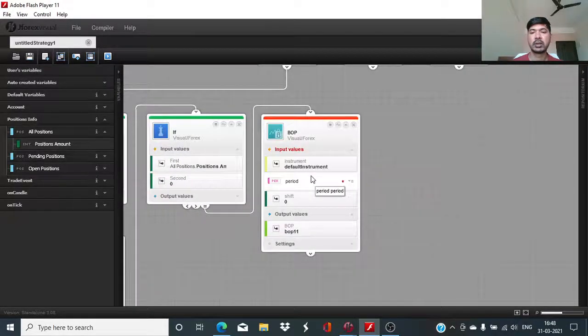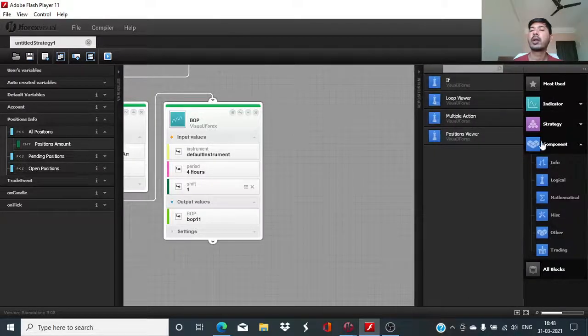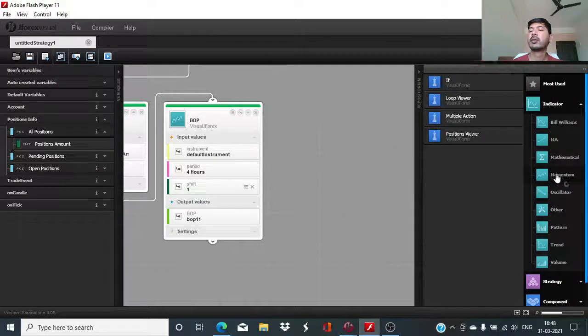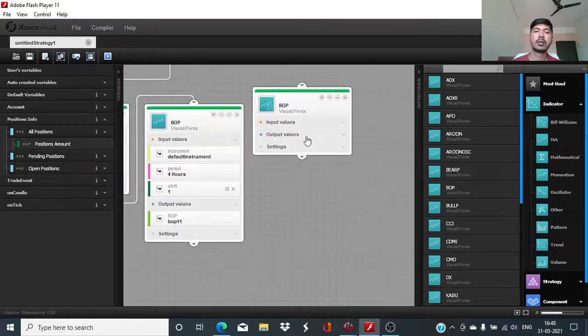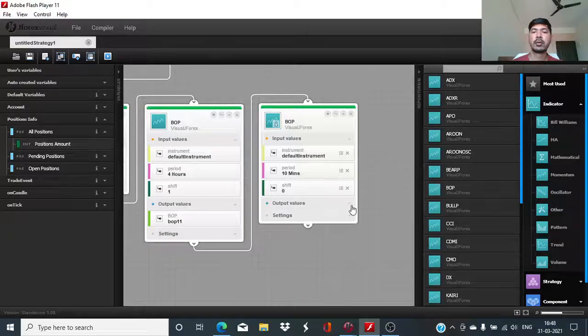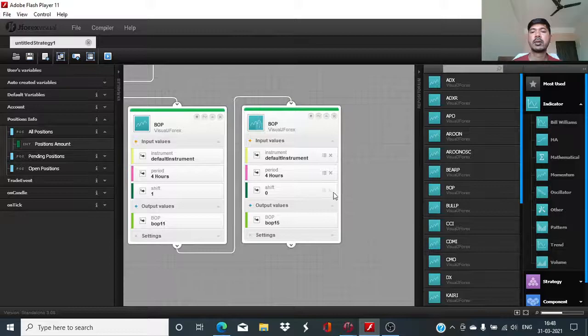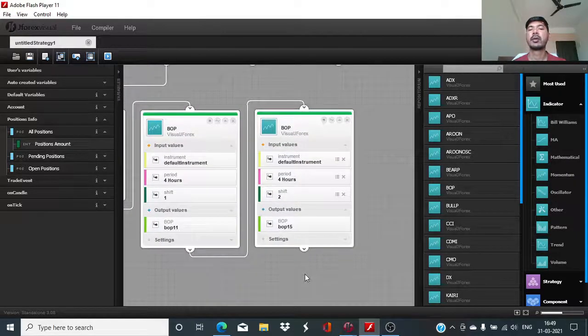Here I will have to change the period of this candle to 4 hours, and shift value will be 1, and another needs to be brought in, and this also needs to be changed to 4 hours. Shift value of 2. Okay.